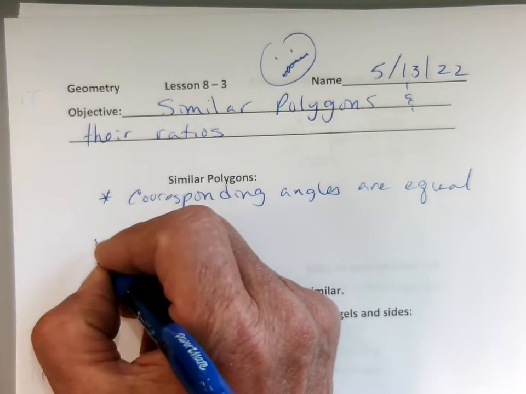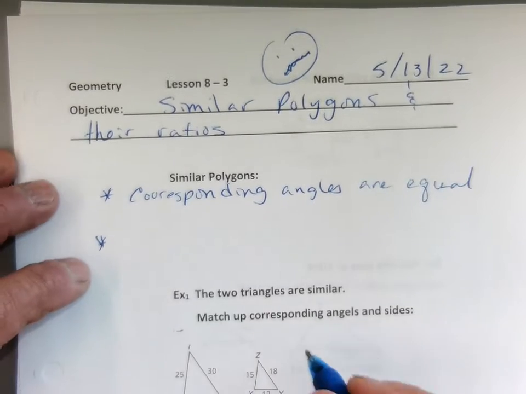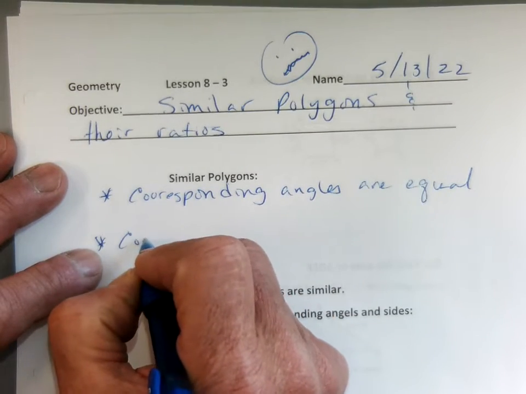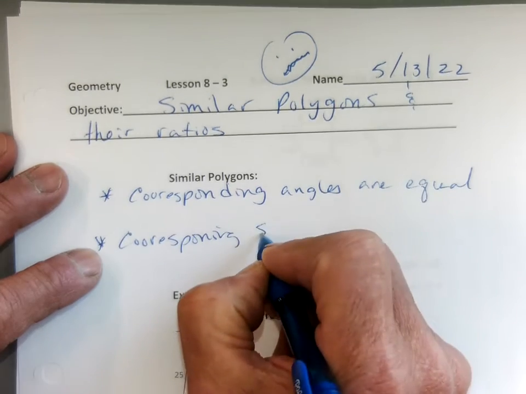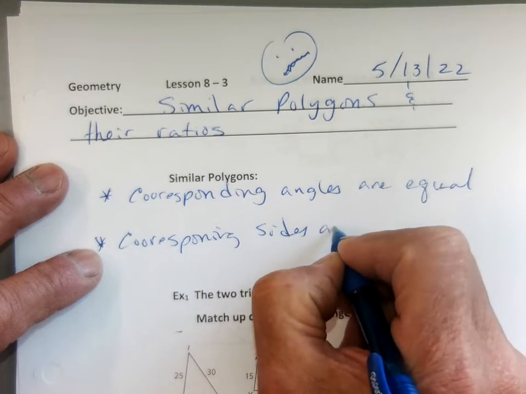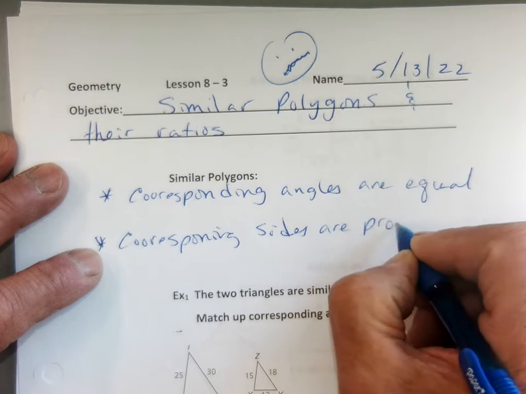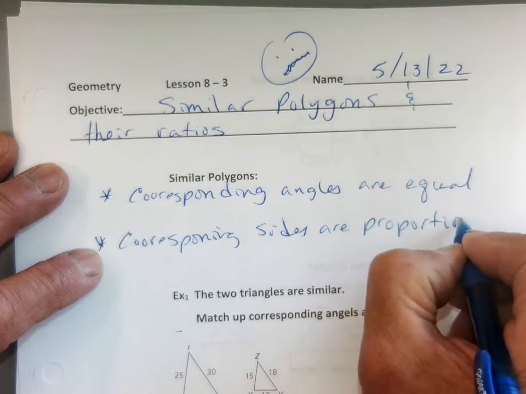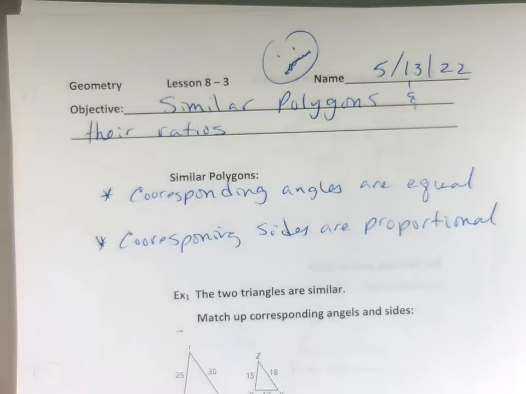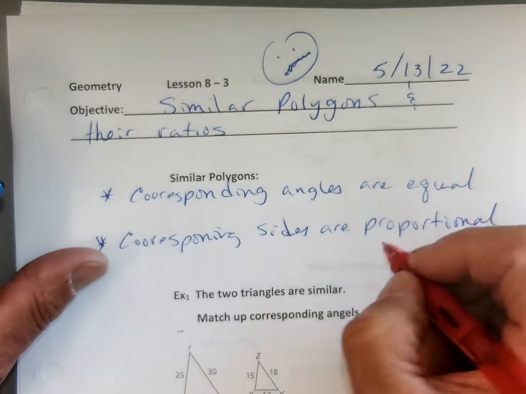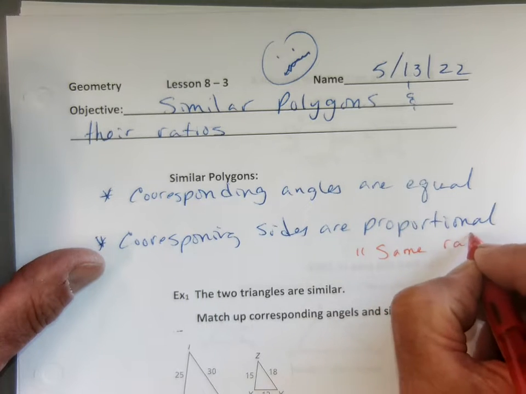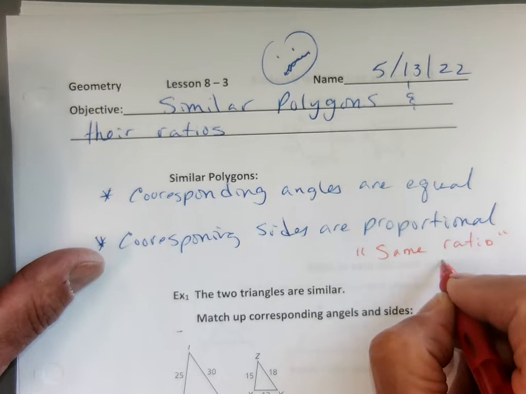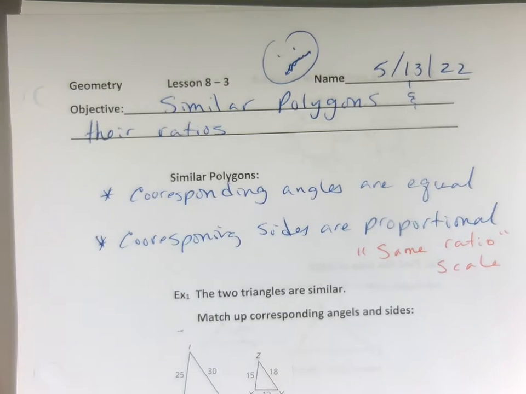And two, corresponding sides are proportional. That means same ratio, okay? Same ratio or scale, right? We talked about the scale. Same ratio or same scale, okay?